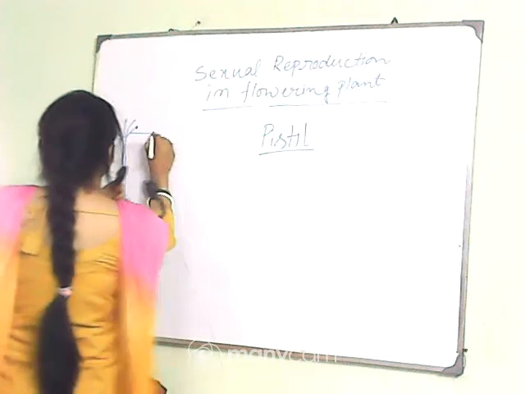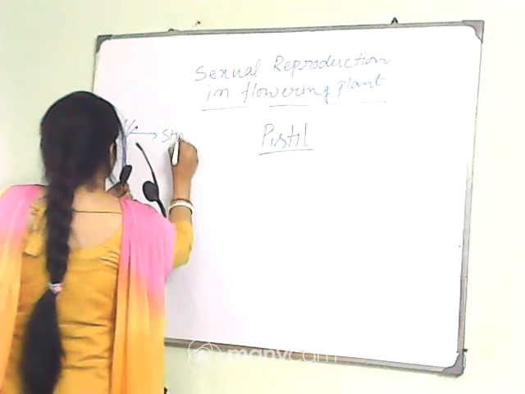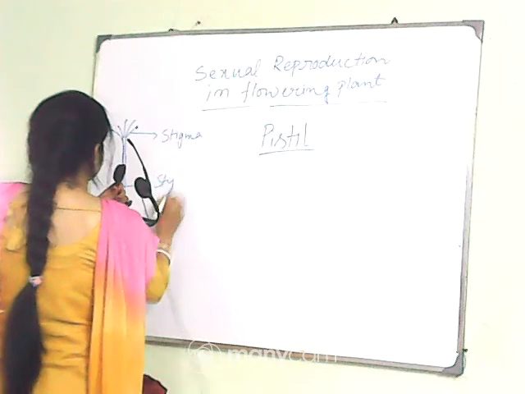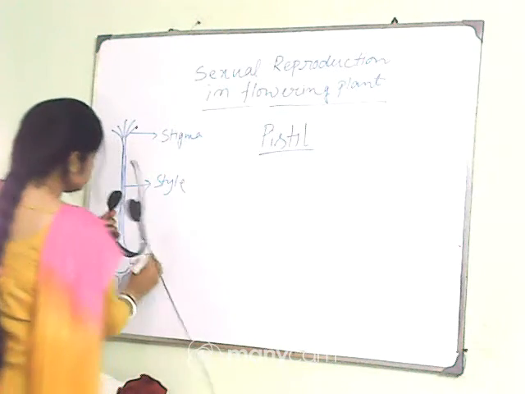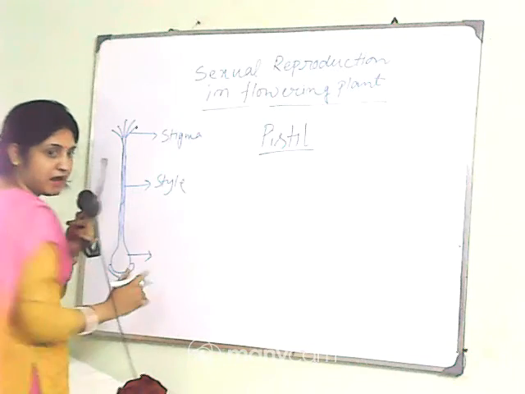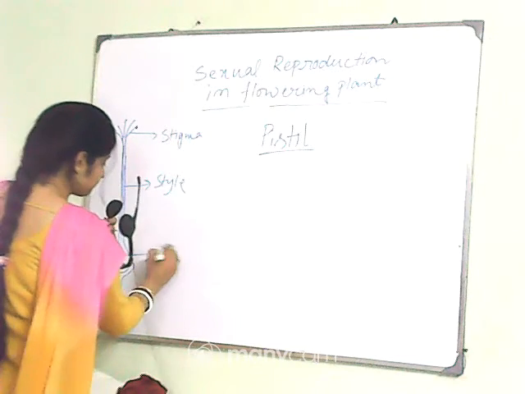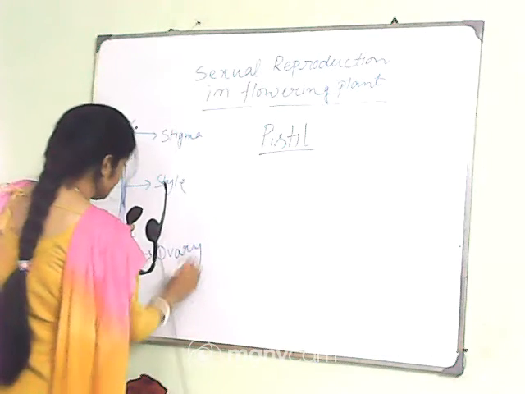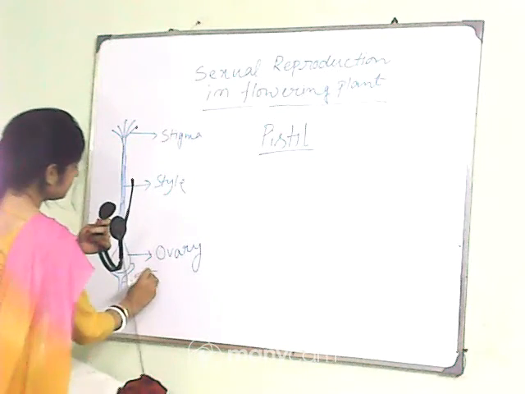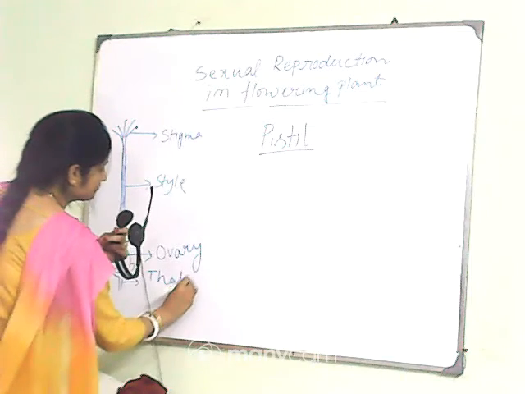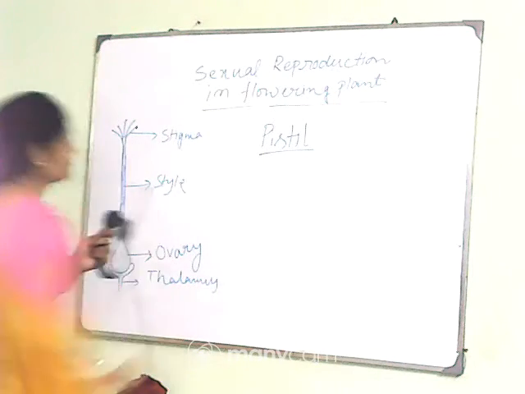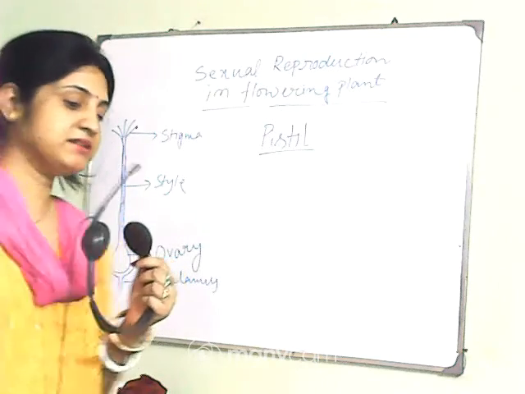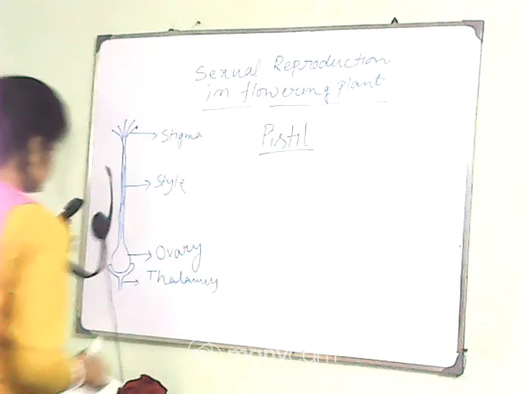This one is called the stigma. The stalk-like structure is called the style, and the bulging part, the base part, is known as the ovary. Okay, and this one is the thalamus, the flowering part. So this is the structure of the female reproductive organ, looking like that, and this is the stigma, style and ovary. These three parts are present in a pistil.